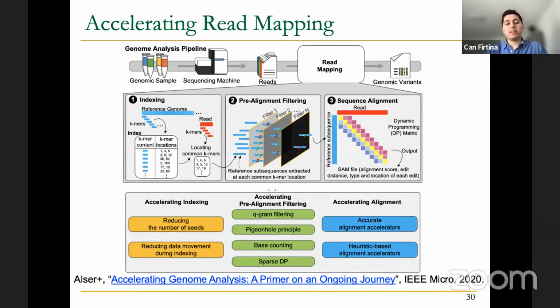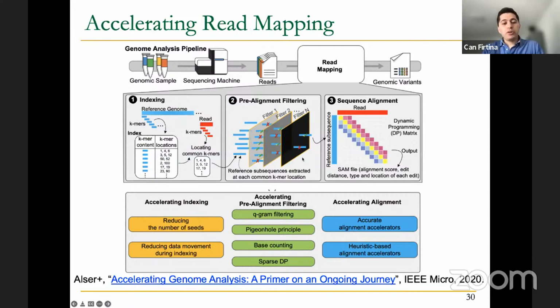Not just read mapping, we have many steps in genome analysis, right? As I mentioned, we get the sample, we provide it to a sequencing machine, we have the reads, and then we map them, but later we also try to predict the variations between the individuals. And even in a single step, which is read mapping, we have many lower level steps, for example, how we store these small pieces of your DNA. How should we store them? Should we use a hash table? Should we use a graph? Should we use any other structure, right?